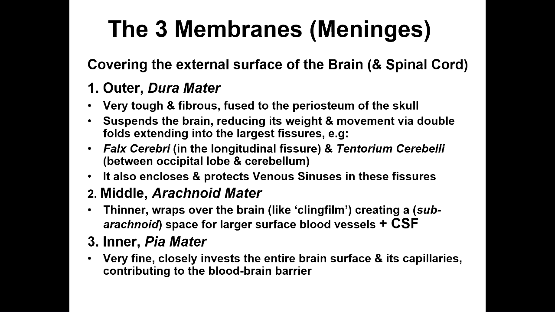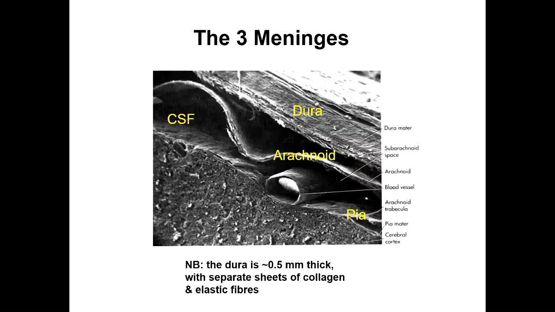And in your subarachnoid space, there is cerebrospinal fluid, or CSF, and also it's a space where the larger blood vessels, arteries and veins, are found on the surface of the brain. So here they are. This is a scanning electron micrograph of the three layers that form your meninges. This is the dura mater on the outside. You can see it's quite thick. It's actually about 0.5 millimeter in thickness. It's comprised mainly of separate sheets, layers of collagen and elastic fibers.